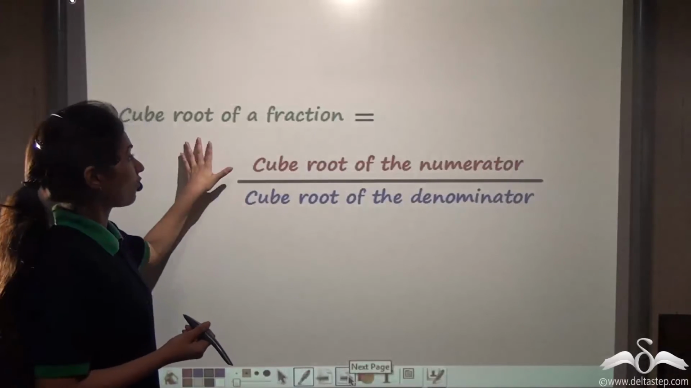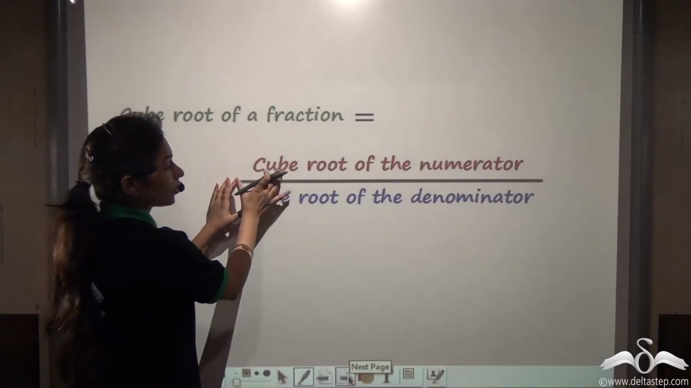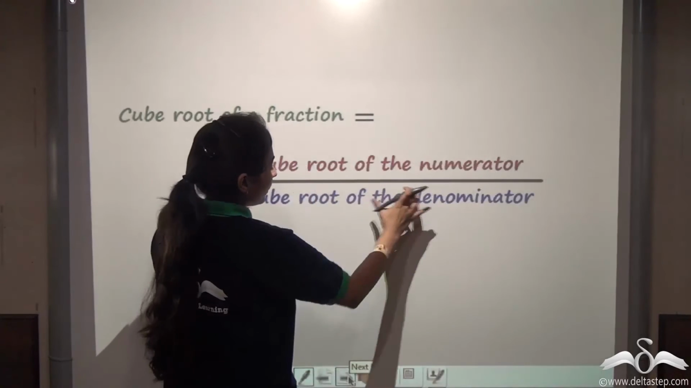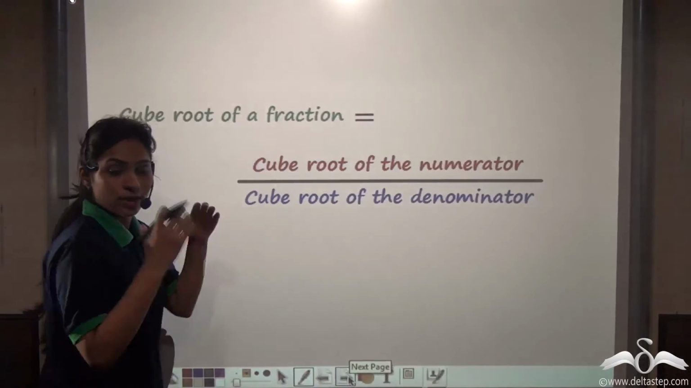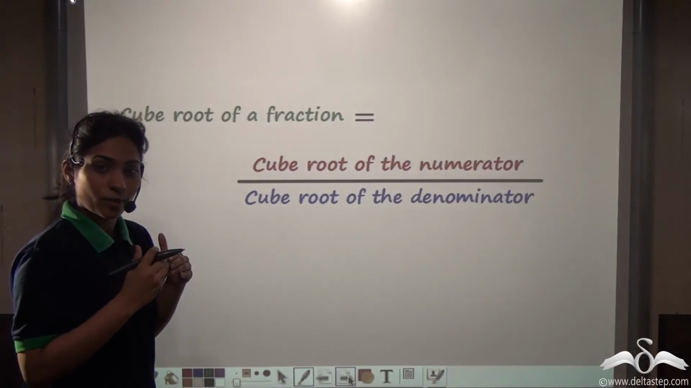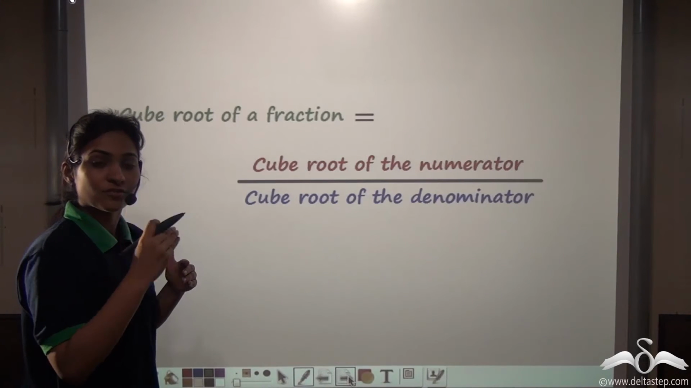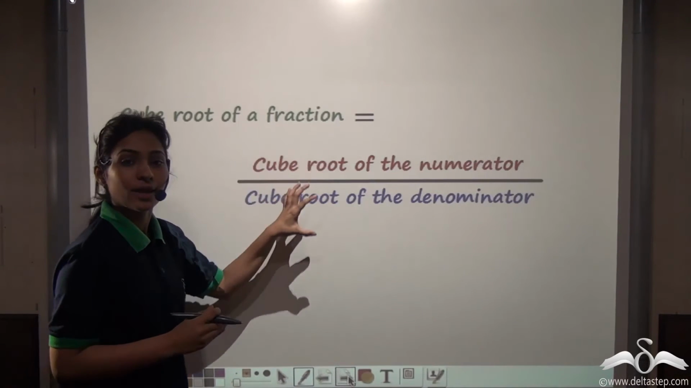The cube root of a fraction can be found out by the cube root of the numerator by the cube root of the denominator. So in a fraction, you have the numerator and the denominator. Find out the cube root of each of them separately and again write them in fraction form.